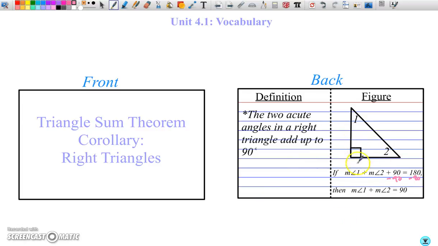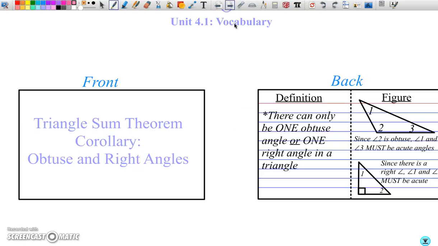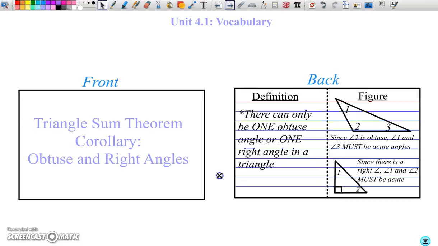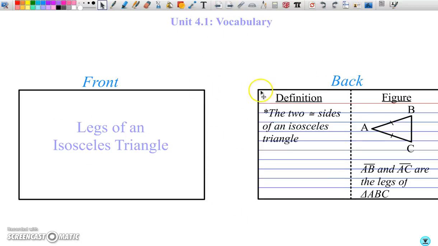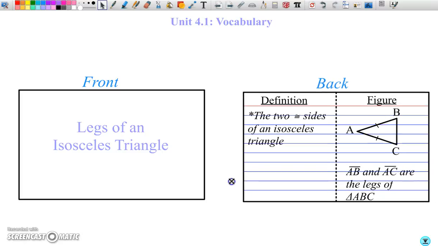And so it was only working for right triangles. Now, a second corollary goes along with the fact that in a triangle, you can only have one obtuse or one right angle. You cannot have any more than that. So if you have an obtuse angle, the other two are automatically acute. And if you have a right angle, the other two are automatically acute as well. These are things that really come in handy as we're working through these triangles, things that you need to know.